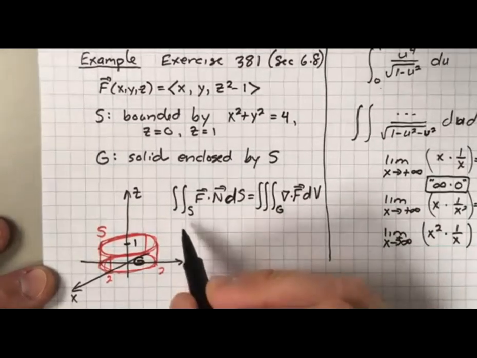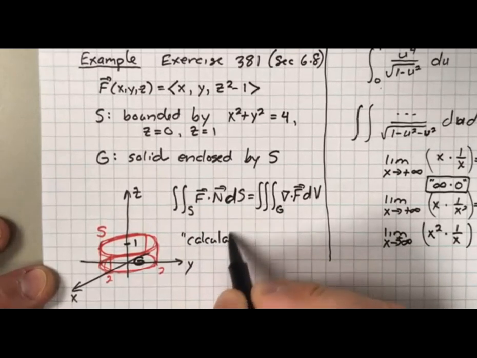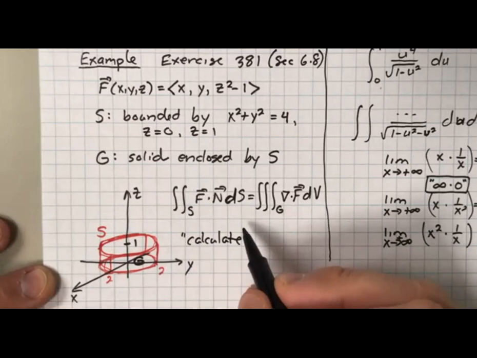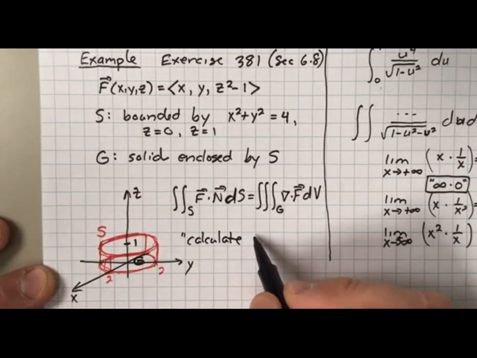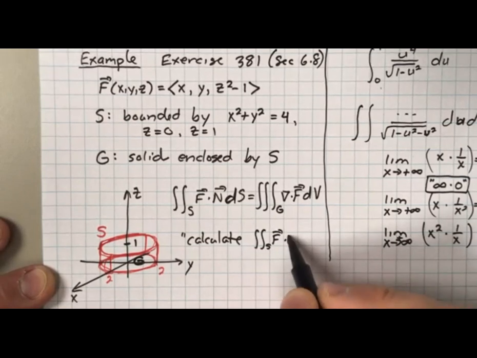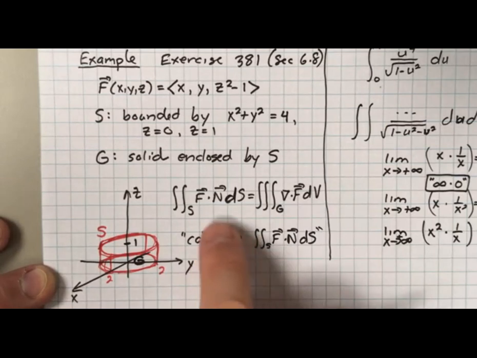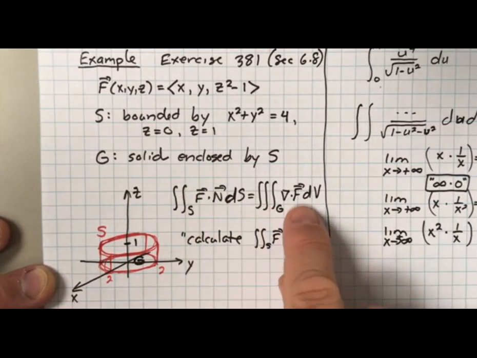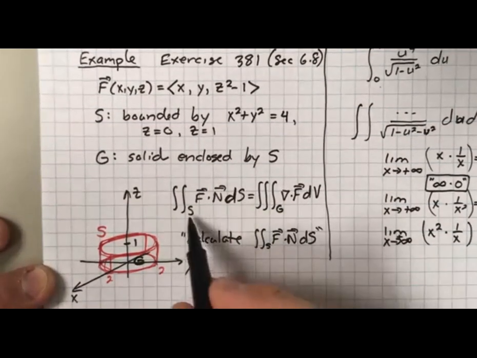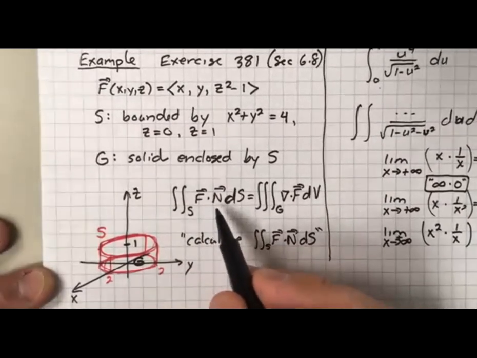so the problem asks me to calculate the surface integral over S, F dot N dS. But that doesn't mean I have to parameterize and calculate here. I can calculate this instead. So this doesn't seem to be a problem where I do both. I don't think I want to demonstrate doing 3 things on this side. Although maybe we'll look at it for a second.